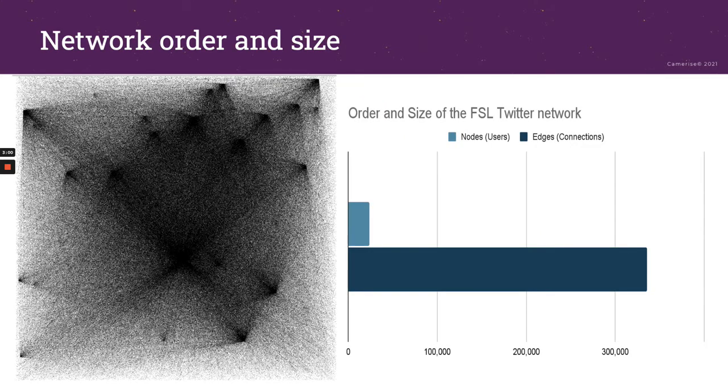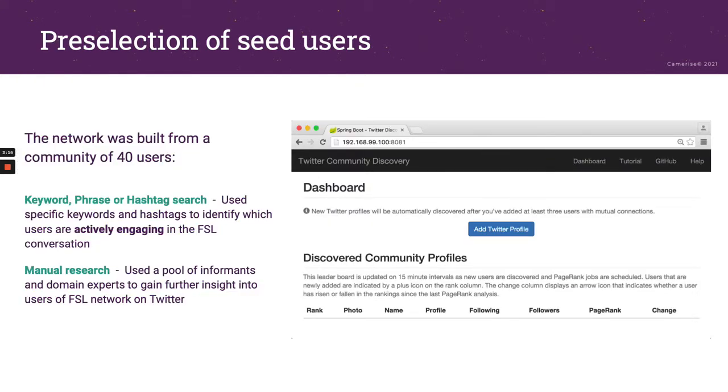Alright, so for this project, I analyzed a network of over 20,000 user nodes and over 335,000 edge connections, as you can see from the chart on the right. And the actual network is what you see on the left. The network was built from a community of 40 users, also known as seed users. The assumptions that led to identifying these 40 as key was a critical one, because the network analysis that follows depends on who the seed users are connected to. That is, who they are following and who is following them.